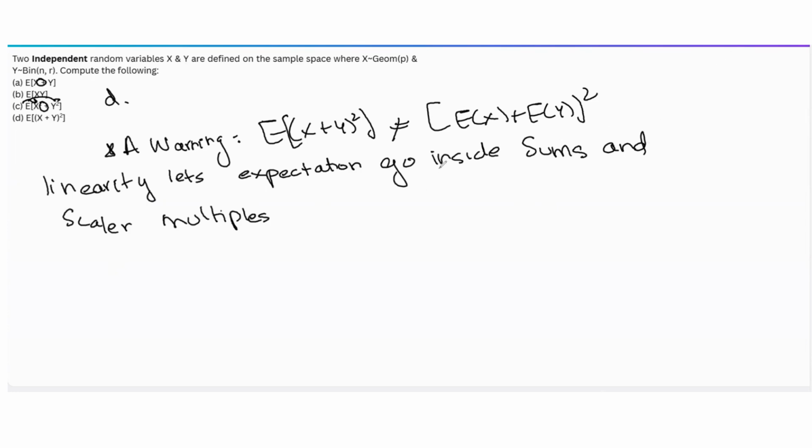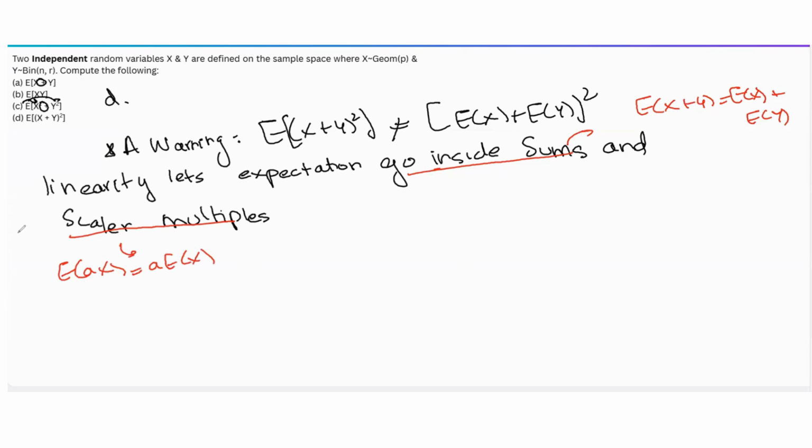By going inside sums, we mean the expected value of x plus y is the expected value of x plus the expected value of y. And scalar multiples can come out, which basically means the expected value of ax can be written as a times the expected value of x, just like the 2 in part C that we brought outside of the expected value of 2xy. But expectation cannot go inside non-linear functions like squares.